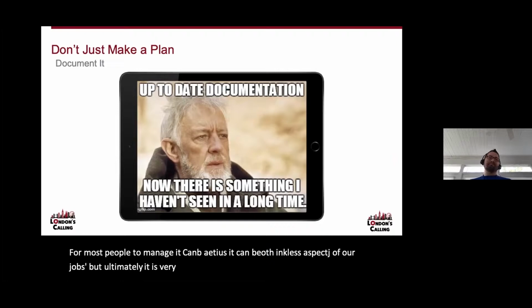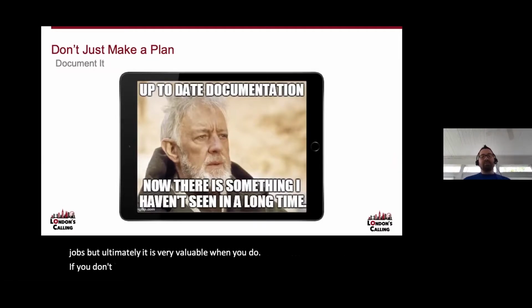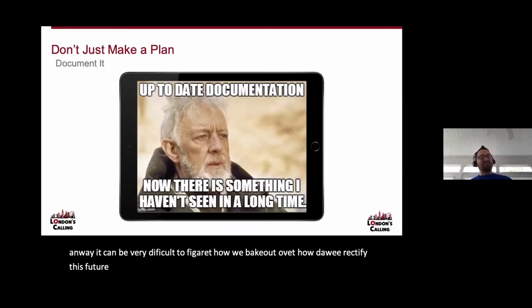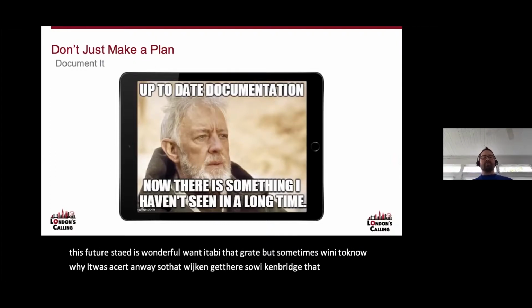When you don't, that's when things can go really sideways, and we can make some poor decisions, or unintentionally. It doesn't even have to be, hey, we're going to do this a certain way. If you don't know why you made that decision or why something was implemented a certain way, it can be very difficult to figure out, how do we back out of it? How do we rectify this? Future state is wonderful. This is how we want it to be. That's great. But sometimes we need to know why it was a certain way so that we can bridge that gap and move forward effectively.